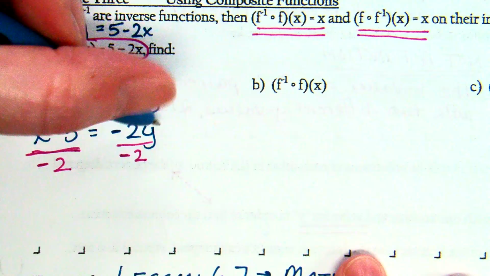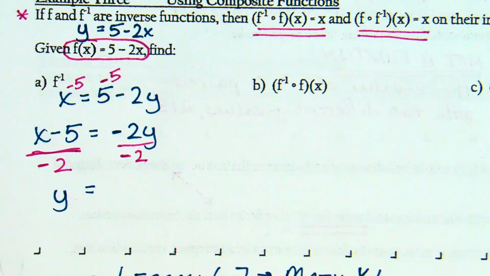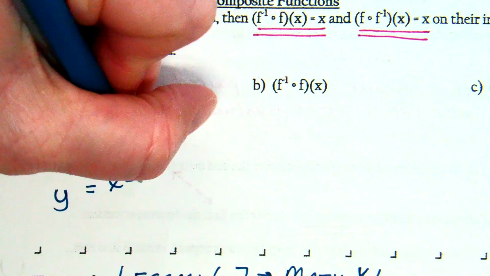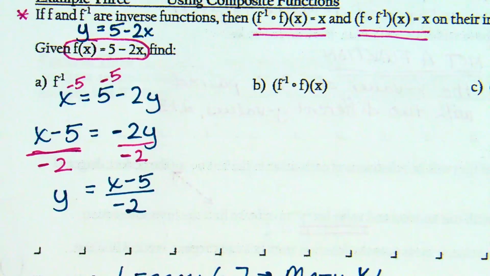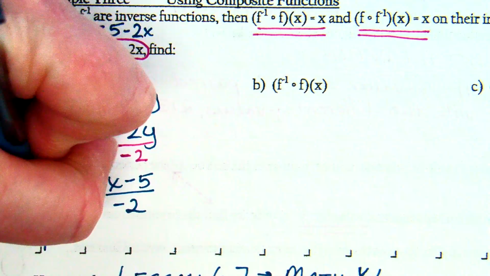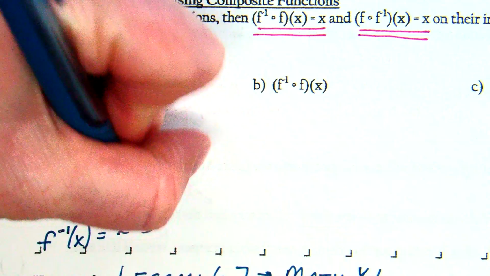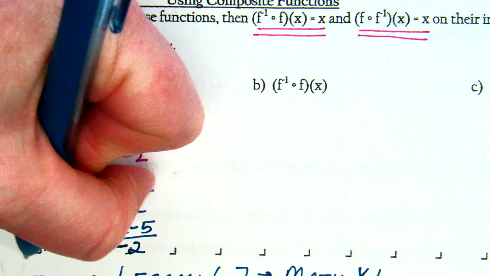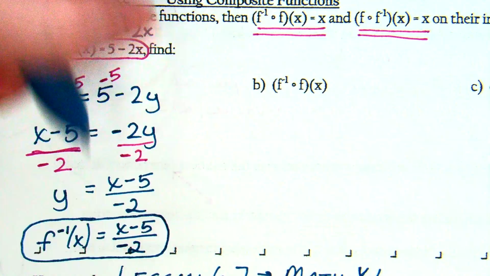Okay, that was part A. We had to do part A before we could do part B. Part B asks us to find f inverse composed with f of x. Which, if you remember how I did f of g and g of f, this means we're doing f inverse of f of x. Can you tell me the answer before we work through this problem?